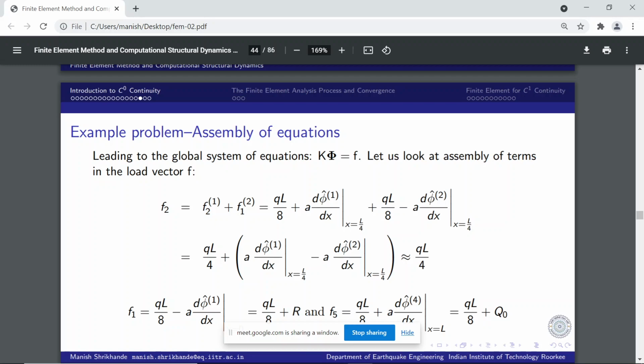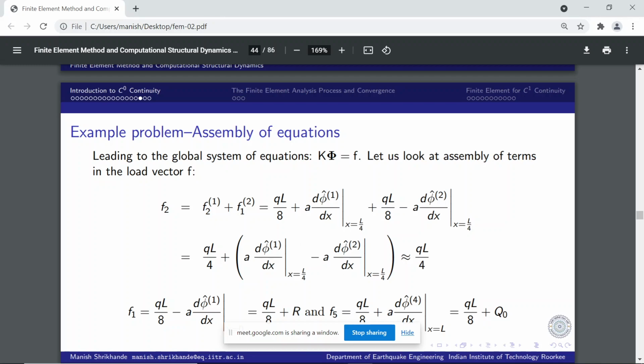But even then, at least they should give you the trend. So what is the trend of this variation across the element boundaries? If you are able to spot the trend, then probably that is good enough approximation. But if these variables are too way off each other, then there is scope for further refinement.